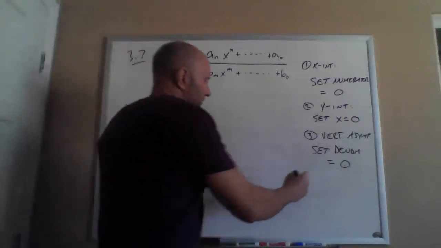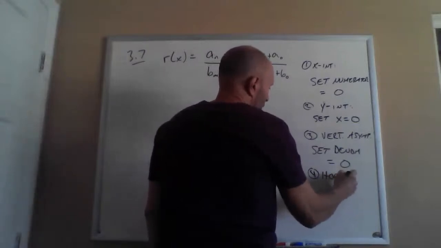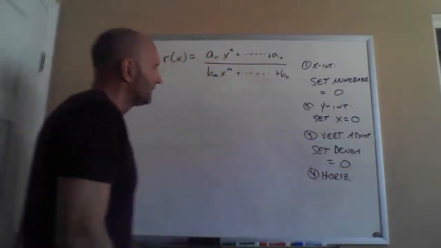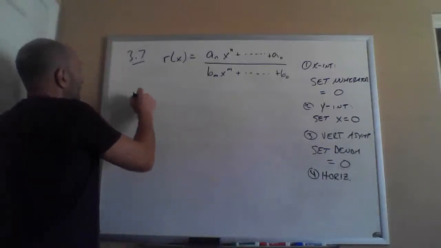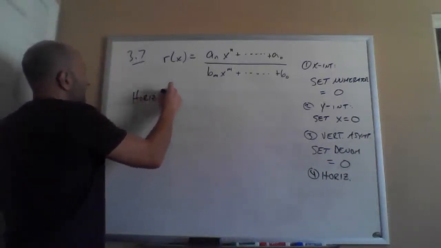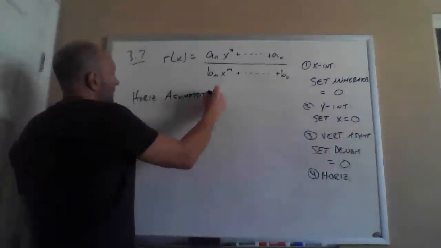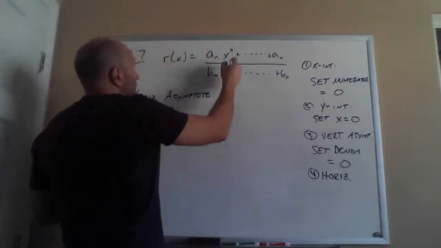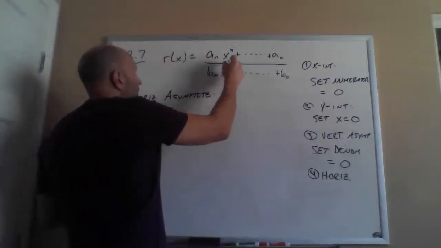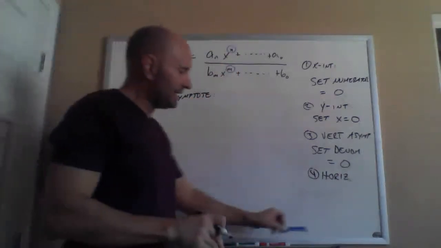Now, the tricky one, or potentially tricky, is the horizontal asymptote. And what we're going to be doing for the horizontal asymptote is we are looking at the exponents on the very first term, what's called the leading term.